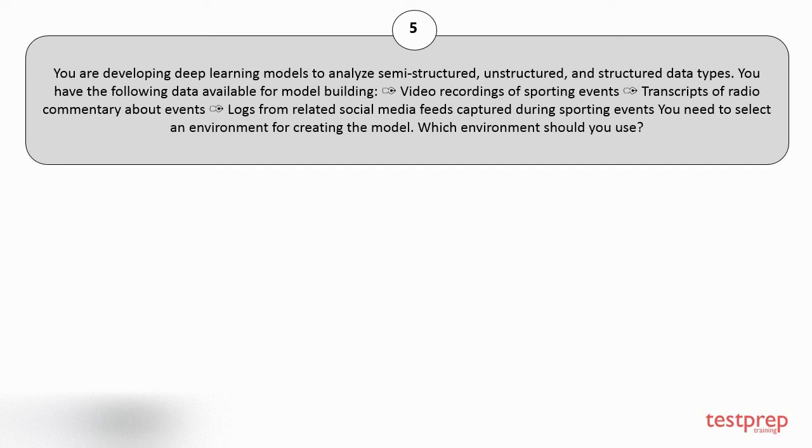Question number 5. You are developing deep learning models to analyze semi-structured, unstructured, and structured data types. You have the following data available for model building. 1. Video recordings of sporting events. 2. Transcripts of radio commentary about events. 3. Logs from related social media feeds captured during sporting events. You need to select an environment for creating the model. Which environment should you use?